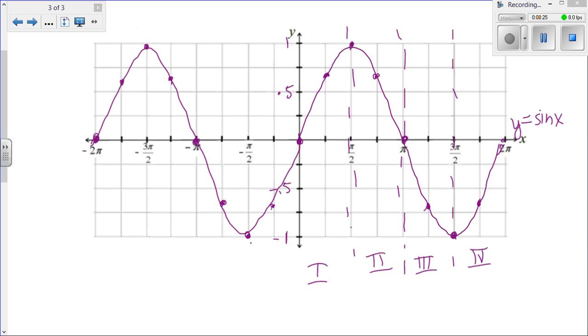Notice this graph reflects through the origin. Alright, it goes right through and comes back out. And like I said, here are my quadrants, quadrants 1, 2, 3, and 4. Sine is positive in quadrants 1 and 2, so that means it's above the x-axis. Sine is negative in quadrants 3 and 4, so it's below the x-axis.